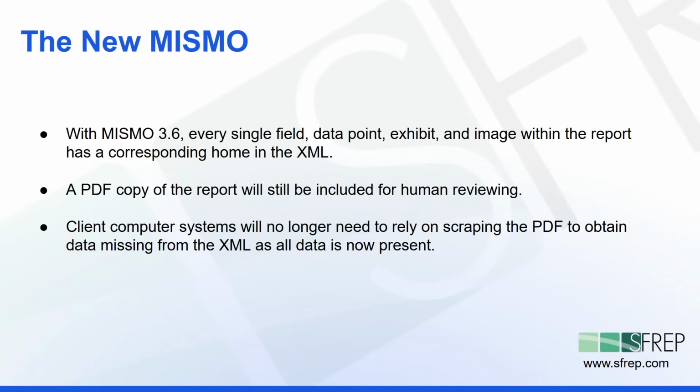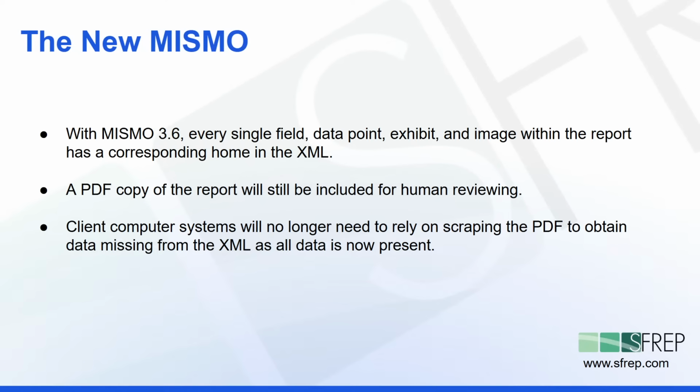What that means is that the current MISMO 2.6 doesn't have a place for photos. The photos are only contained in the PDF. So if you open up a MISMO XML, there's no photos in there. In the MISMO 3.6, the photos are going to be attached. And that's going to be important for machine learning, for AI. That's the big buzzword now. AI is going to come into this where the computer can see the photos as it's parsing the actual report.